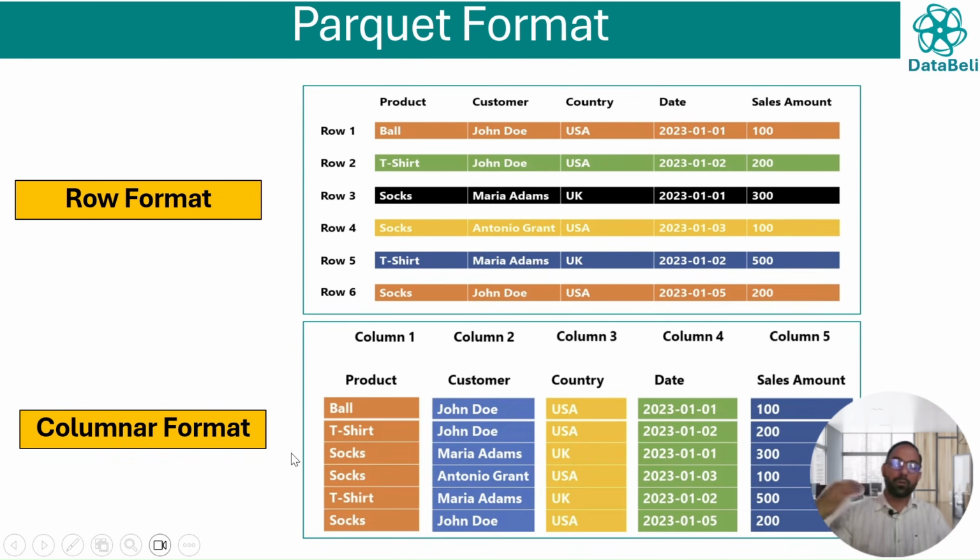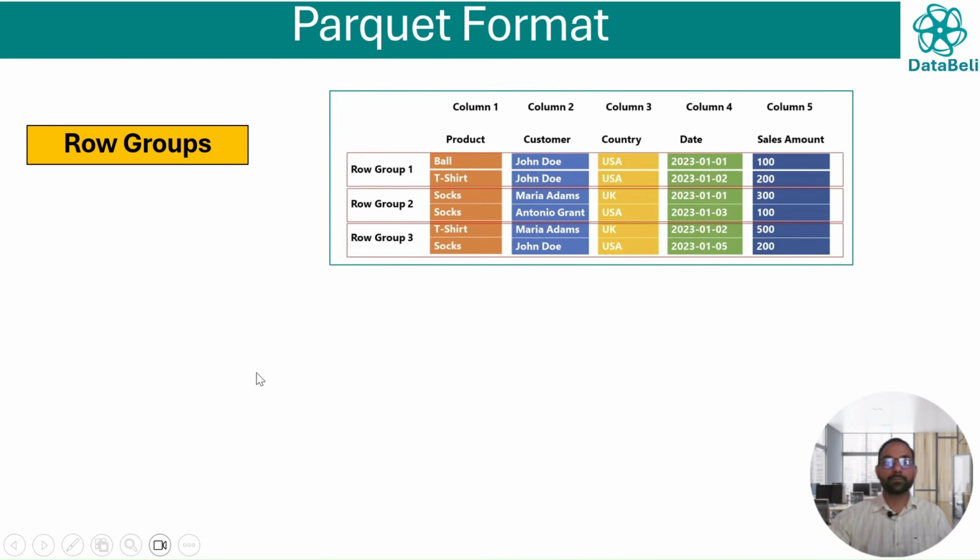And Parquet is not the only columnar format. There are others also like ORC, which was also very efficient and very famous for some time. And there are many more. But Parquet is one of the columnar formats with some other additional enhancements or features. So let's understand those now.